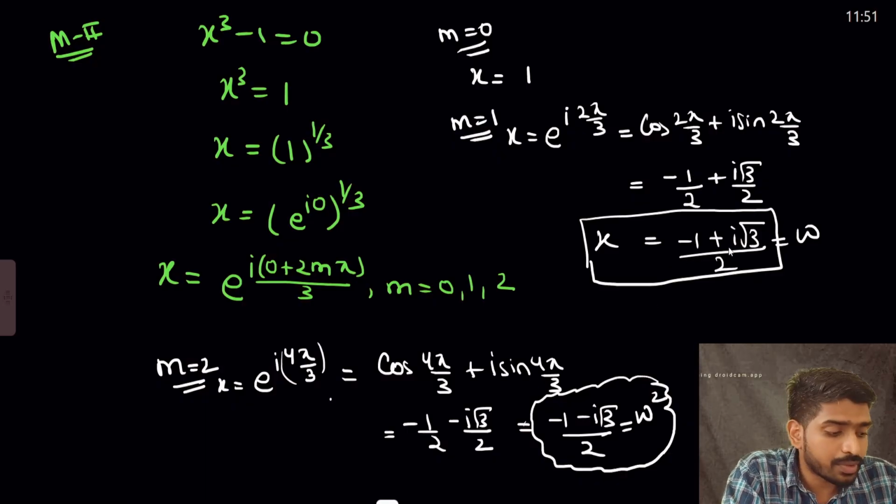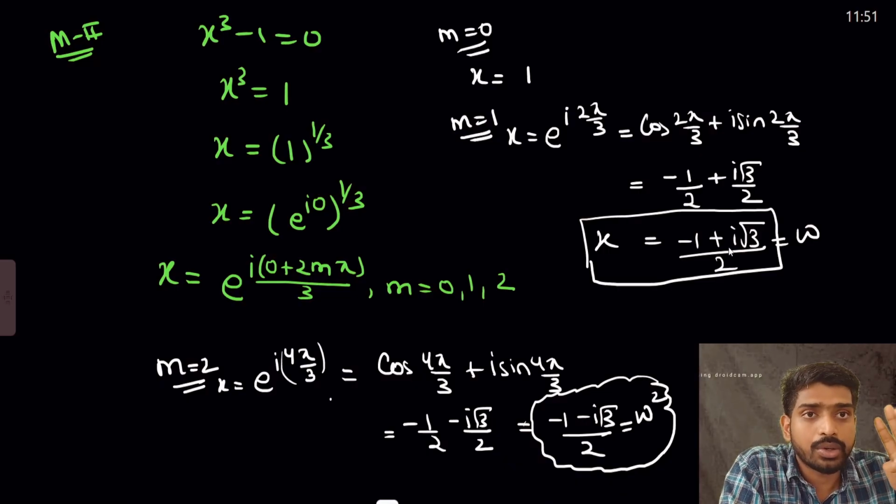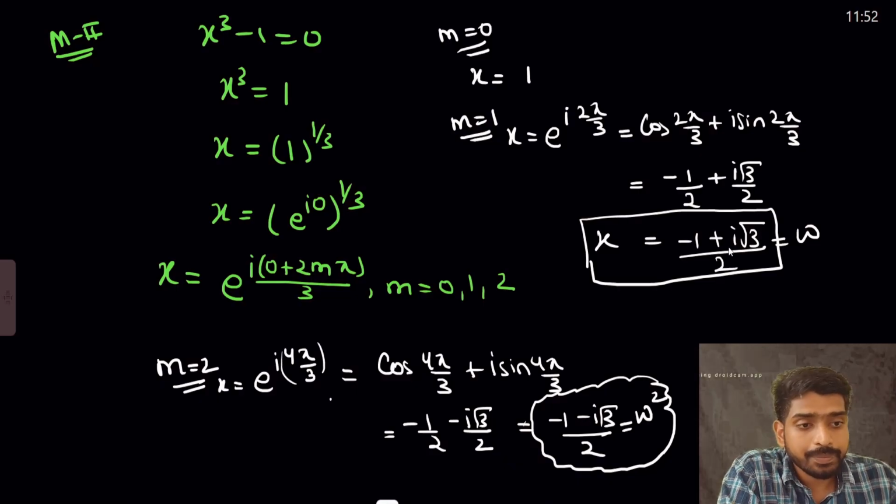What are the three values? The cube roots of 1 are 1, omega and omega square. What is omega? Omega is minus 1 plus iota root 3 by 2. What is omega square? It is minus 1 minus iota root 3 by 2. This we assume with a variable omega. If we do the square of this one, we'll get this. That's why this we denoted as omega.